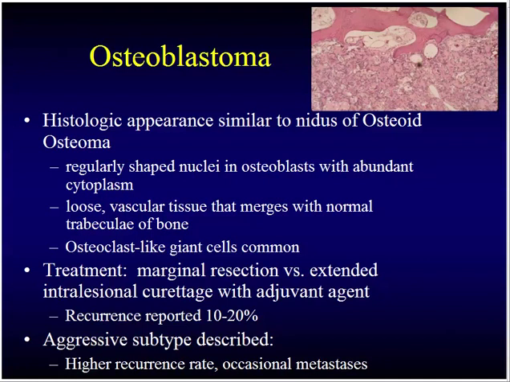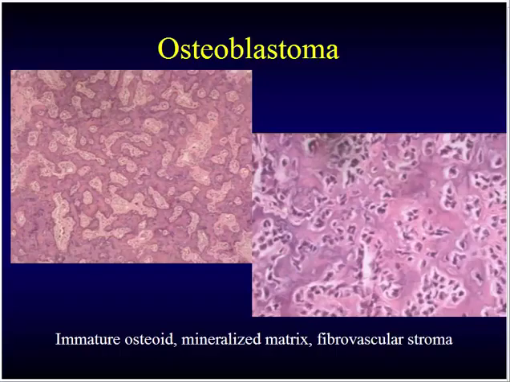So here's osteoblastoma. Here again, immature osteoid, right around here, fibrovascular stroma, and then all these osteoblasts here that are abundant, plump osteoblasts. This is the picture that you get.